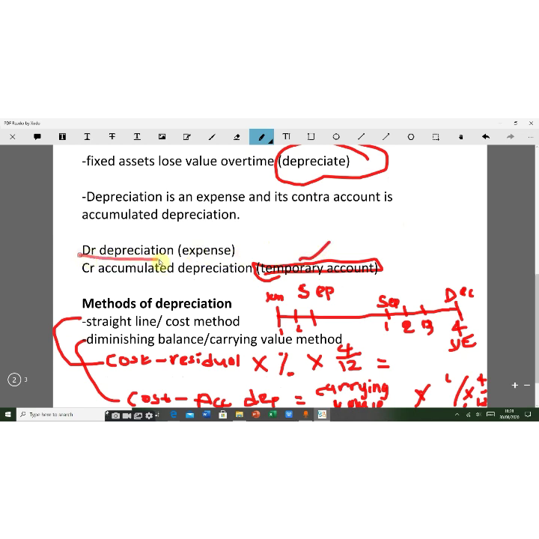Then depreciation is an expense. It is debited when you record in the general ledger because it is an expense. So you debit with accumulated depreciation, which is our temporary account.